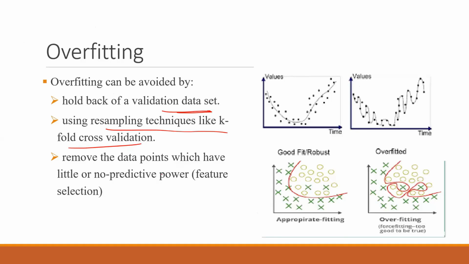So overfitting can be avoided by holdback of a validation dataset, and using resampling techniques like k-fold validation. So now different techniques which can avoid overfitting have been discussed here, that you can do the holdback method for validation, and you can maybe use the k-fold cross validation method, remove the data points which have no predictive power maybe. So those kind of things can be done.